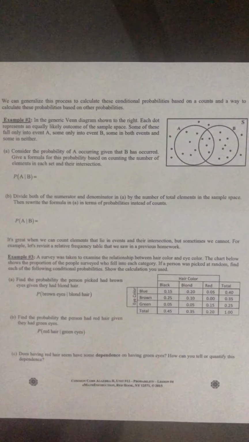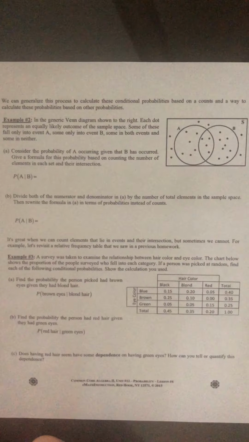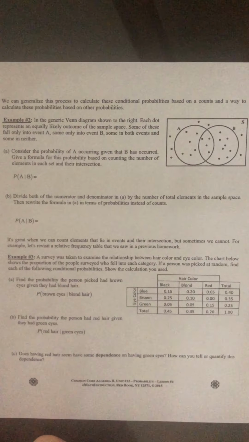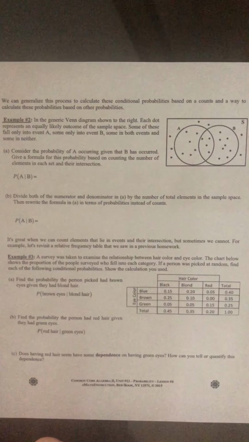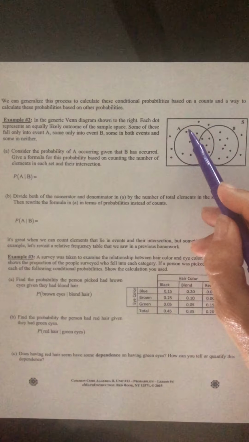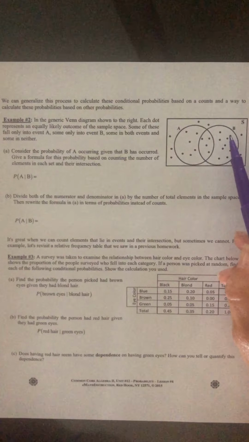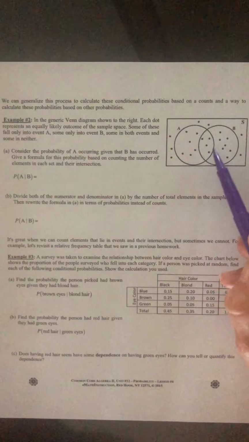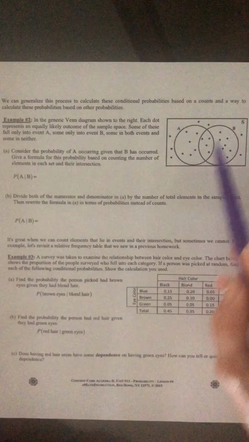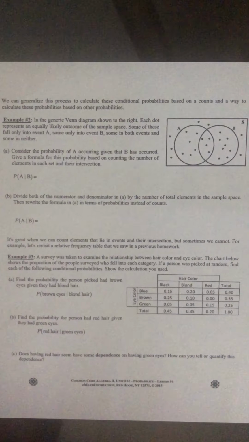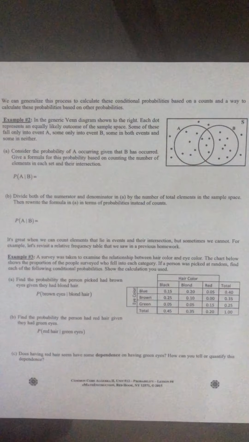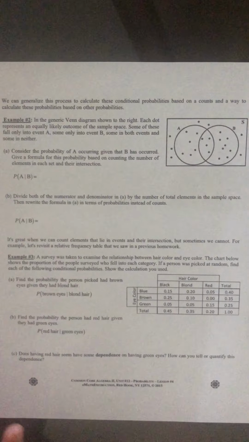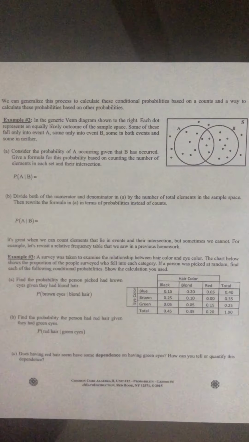Okay, so example 2, we have a generic Venn diagram. We have no idea what it's talking about. We've got dots inside, we've got dots outside. Some of them fall in event A, so anything in here is event A. Some of them fall in event B. Here, in the middle, are the number that satisfy both A and B. So what we're going to do is figure out some probabilities. We are going to consider the probability of A occurring given that B has occurred.